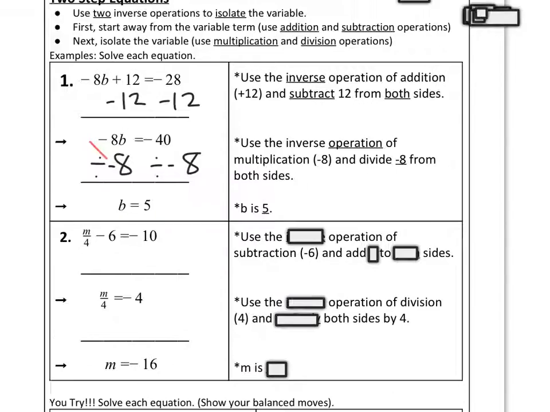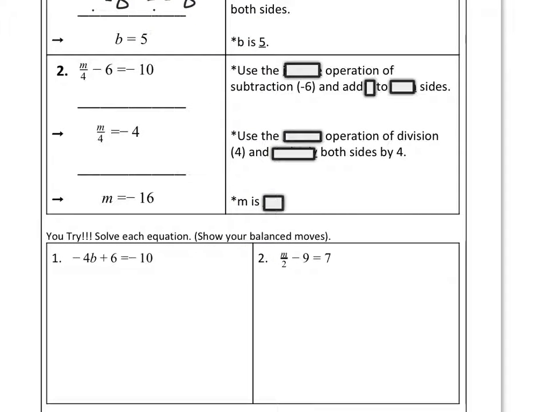So we got rid of the 12 first, then got rid of the negative 8 by dividing. Let's do one more. Here we've got m divided by 4 minus 6 equals negative 10. Let's start by using our addition or subtraction, get rid of this minus 6. So we'll use the inverse operation of subtraction and add 6 to both sides of the equations. Instead of minus 6 here, we're going to plus 6, both sides of the equations.